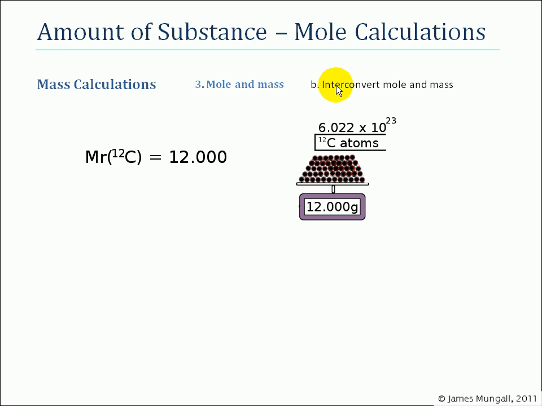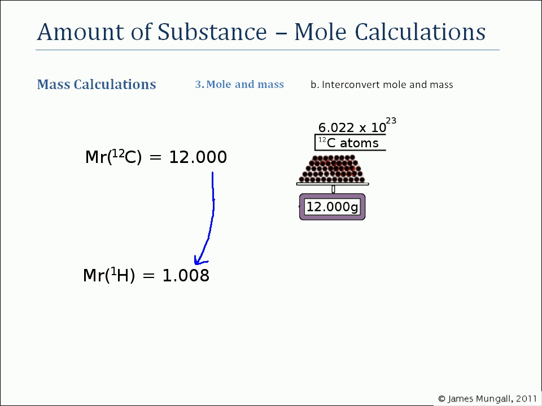Okay, so we want to interconvert mole and mass, and we know that the relative atomic mass of the carbon-12 is exactly 12. This is what we've just said. If we put 1 mole of carbon atoms on the scale, it will weigh exactly 12. Well, let's now think about hydrogen. Hydrogen's relative atomic mass is 1.008, so we know that the mass of each hydrogen atom relative to carbon is 1.008 relative to 12, so about a 12th.